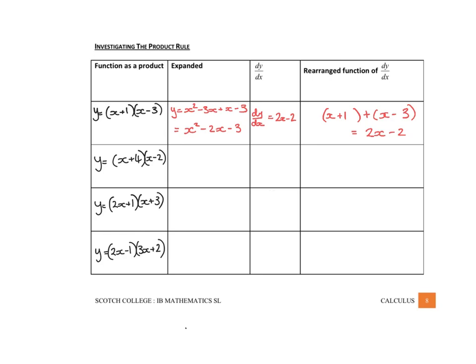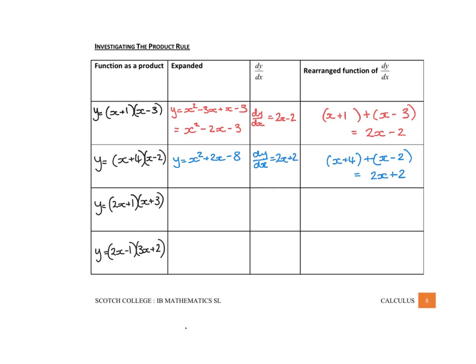So let's move on to the second one. If we expand this out, we get y equals x squared minus 2x plus 4x. So we get plus 2x in the middle and minus 8. Move on to the derivative, dy dx. If we differentiate that, we bring down the power, so we get 2x and then plus 2 this time. If we write down the two brackets that we started with, x plus 4 and x minus 2, and add them together, we can see we do indeed get 2x plus 2, which is equal to the derivative.